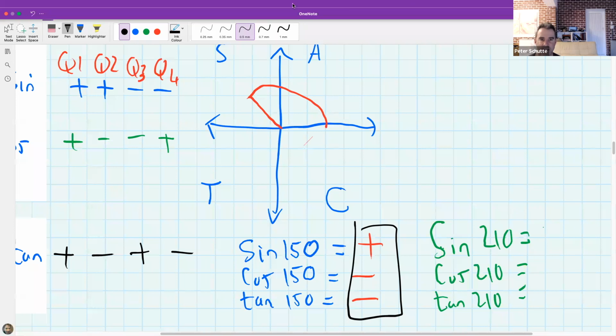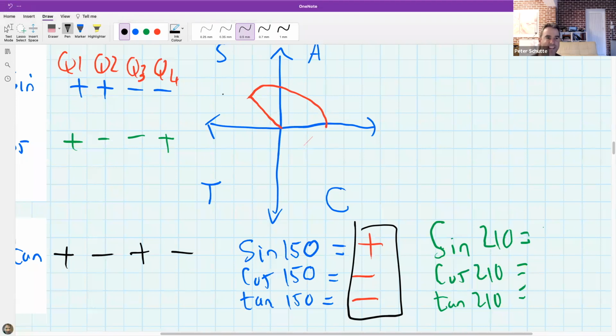Everyone, you have done fantastically well. What I'm seeing in the chat is that for the sine of 210, if you wanted to visualize this angle, you'd have to go all the way past this and into here. And in that quadrant, only tan is positive. The other two trig ratios will be negative. And you can confirm this on your calculator.